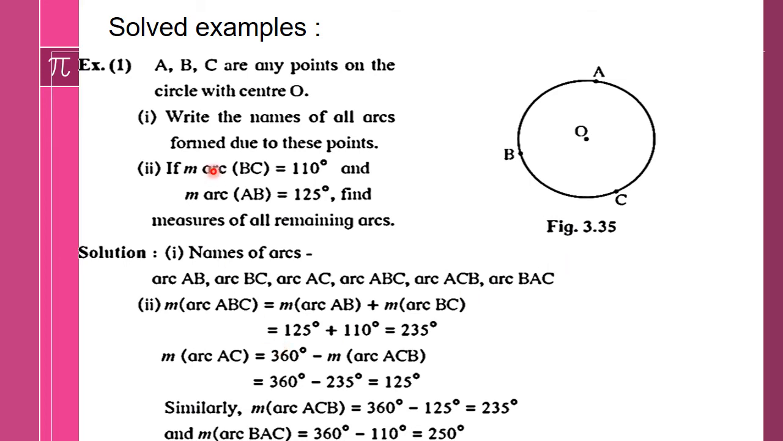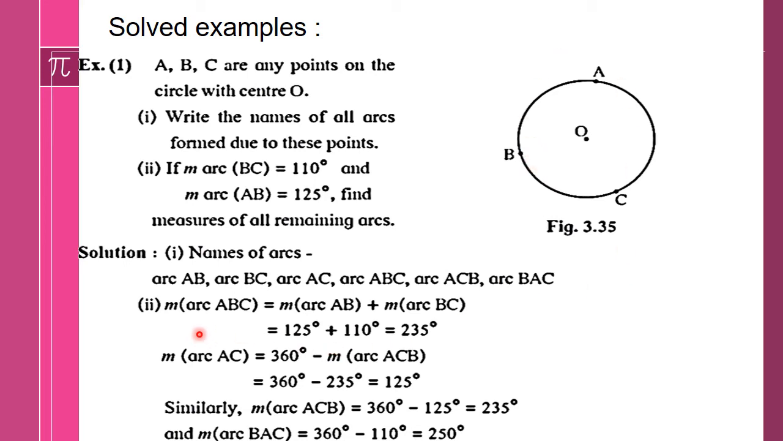Next question is, if the measure of arc BC is 110 degrees, and the measure of arc AB is 125 degrees. Okay, so this particular arc BC is 110 degrees and arc AB is 125 degrees. Find the measure of all remaining arcs. So you need to find the measure of AC, ACB, BAC. Okay, so one by one.